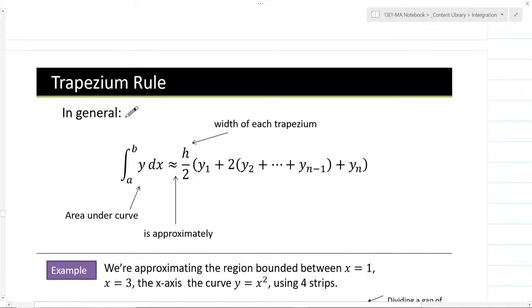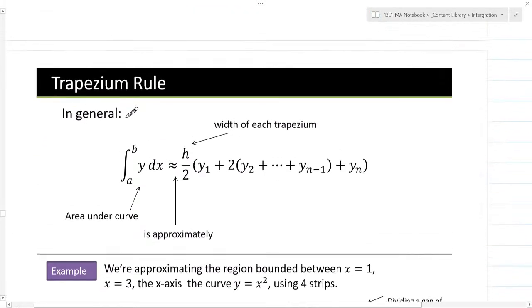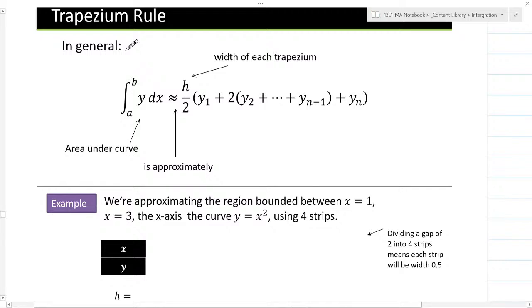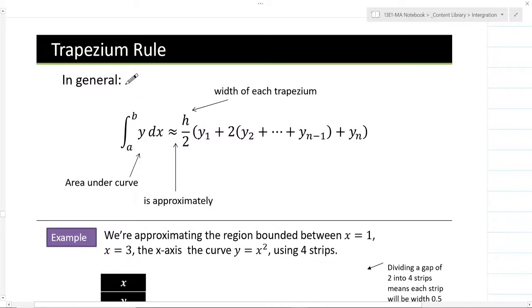So that gives us this formula here. Now, this is the one you do need to write down. The integral between a and b of y with respect to x is approximately equal to, because remember it's not exact, h over 2 times y0 plus 2 times y1 plus all the way up to your second to last term, which is y(n-1), plus your last term, which is yn. Does that make sense? Get that down. Although it's in your formula booklet, get that down.